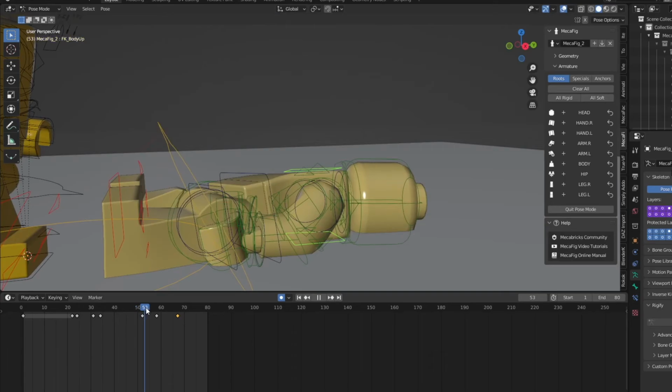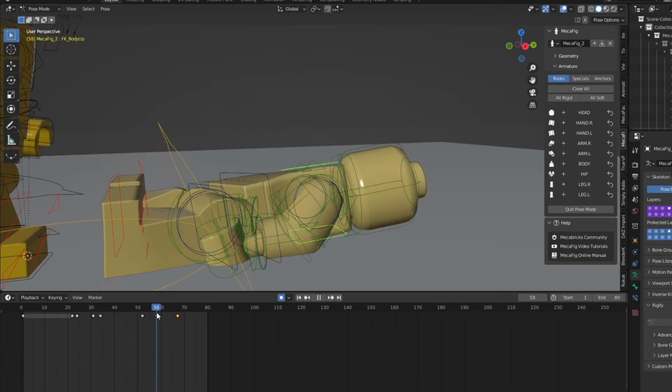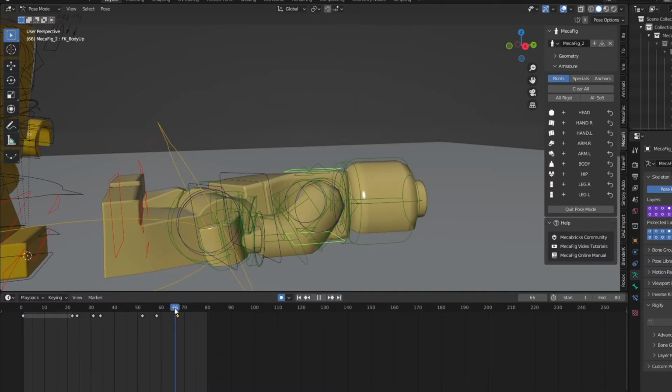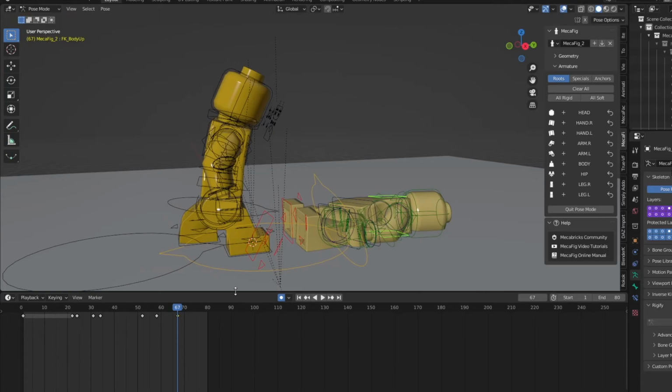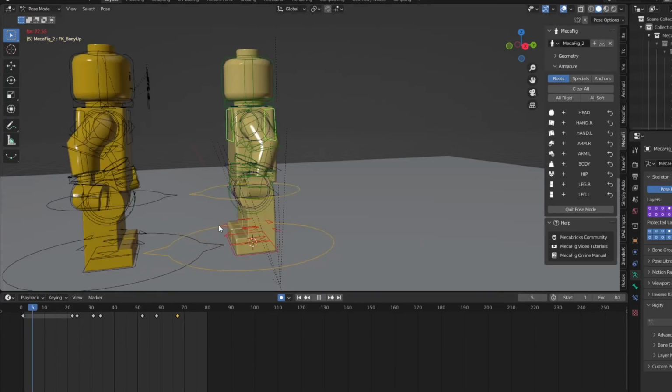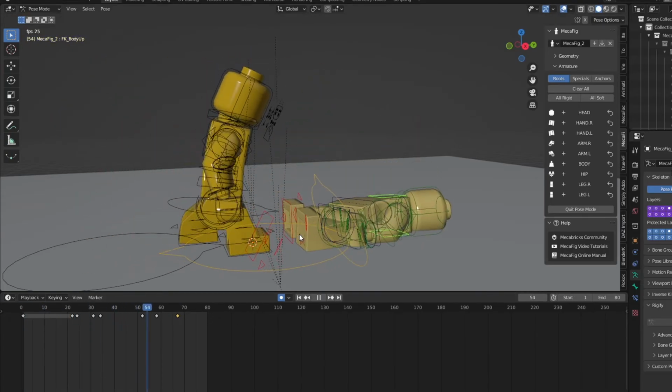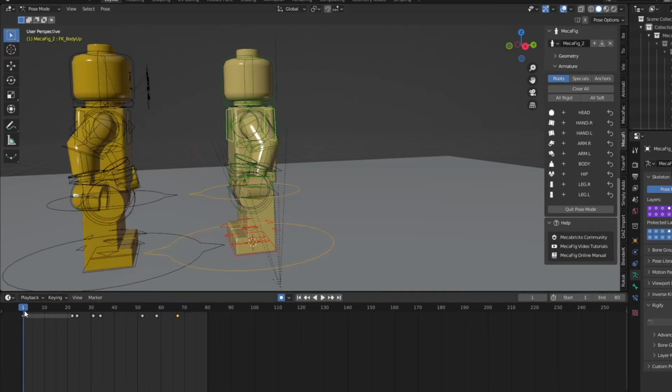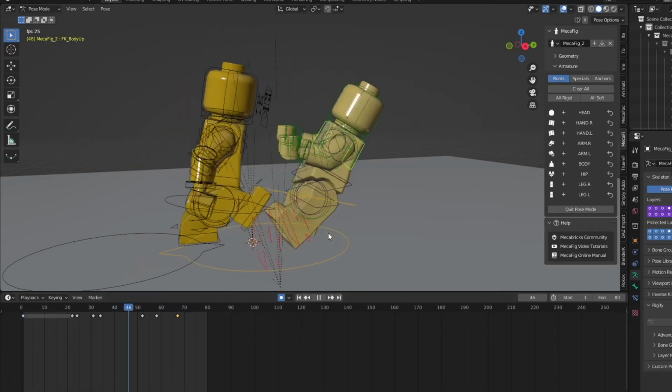And when he hits the floor, I have his head bounce up and down a little bit, his torso as well. And yeah, that's how I did this basic fight scene for the Legos.